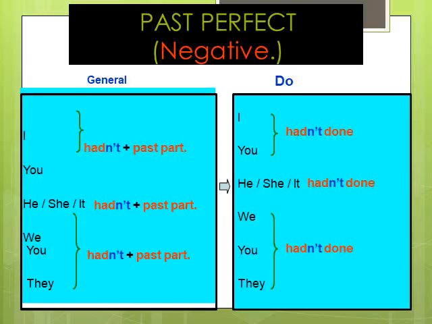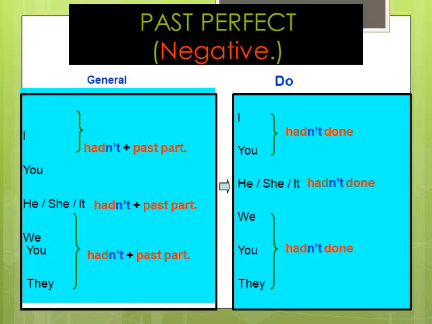Let's read some sentences. I hadn't done. You hadn't done. He, she, it hadn't done. We, you, they hadn't done. We start with the subject. After that, hadn't plus the past participle of the verb do. Past participle of the verb do, done.